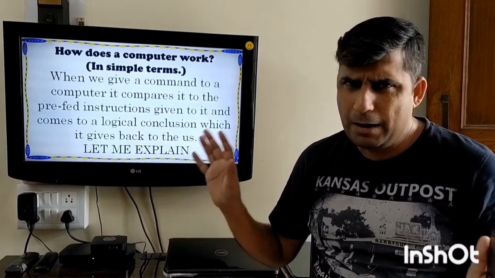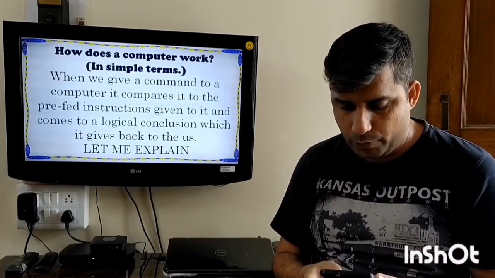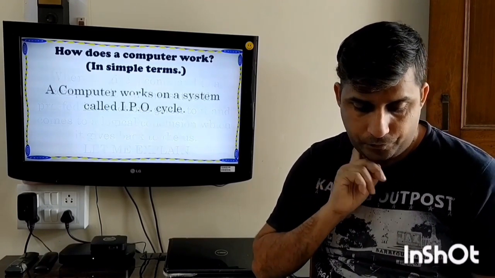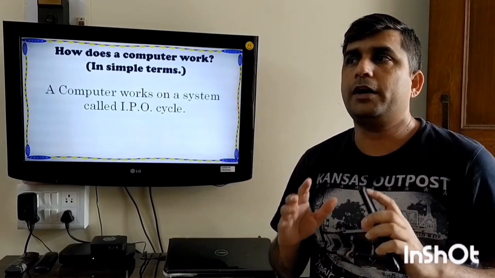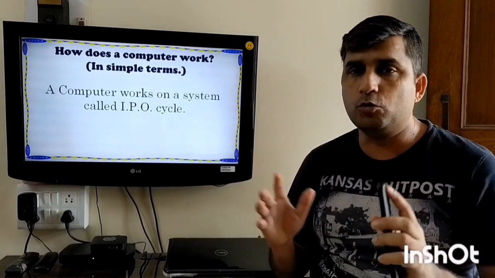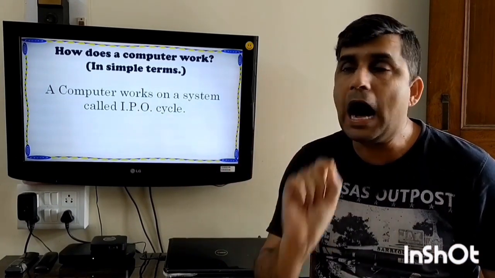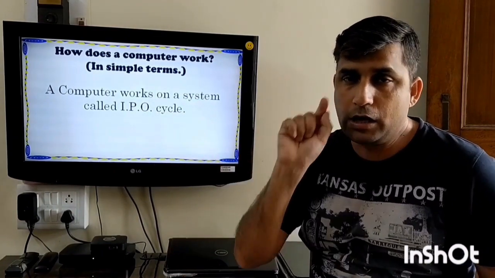Now, I'll break it down in a simple way. Let us break down how a computer works. Okay? A computer works on a very simple process. It is called the IPO cycle. Okay, it's called IPO.